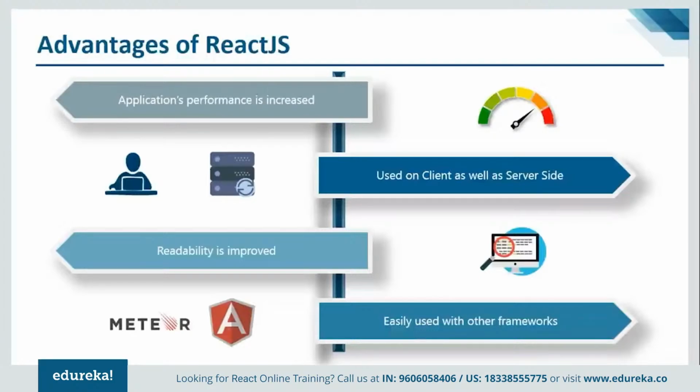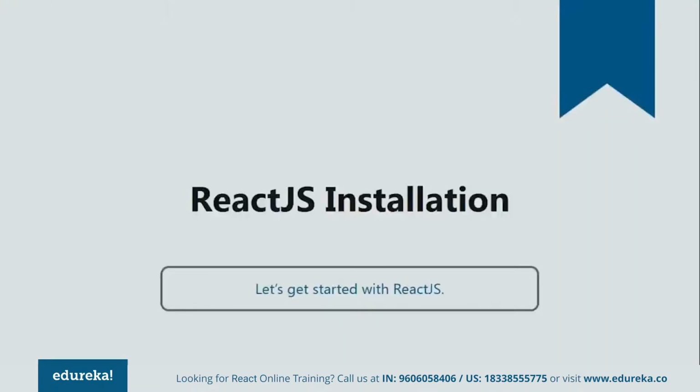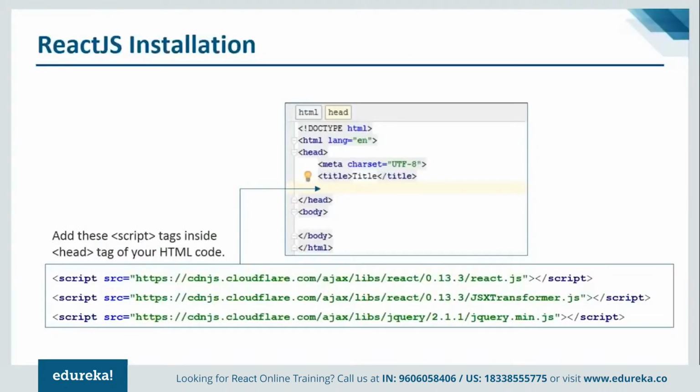So now that we have understood what ReactJS is and what its advantages are, let's proceed to its installation. Installing ReactJS is very easy. You just need to add the ReactJS dependencies to your code and then you are good to go. You can add these dependencies either directly from online repositories or download them and add them to your project folder. As you can see from this code, I have added the dependencies from the online repositories. Now, let me show you how to add the dependencies after downloading them.